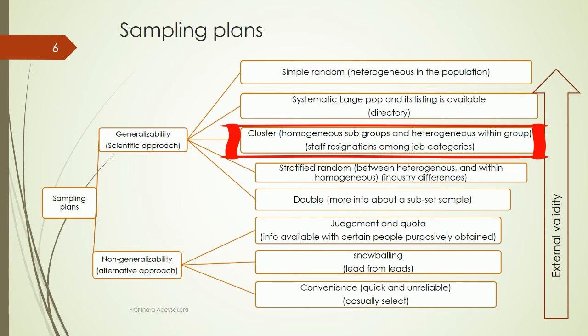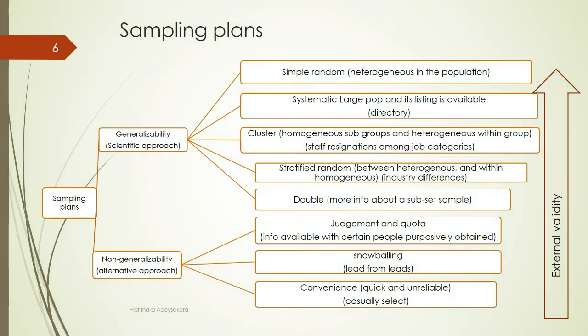But if you look at the research objective, for example, looking at the resignation, then the sampling plan is homogeneous in relation to the research objective of the resignation, because we are looking at the resignation of both types. So the two groups become similar in relation to the fact that it is about resignation. The next one is stratified random sampling.